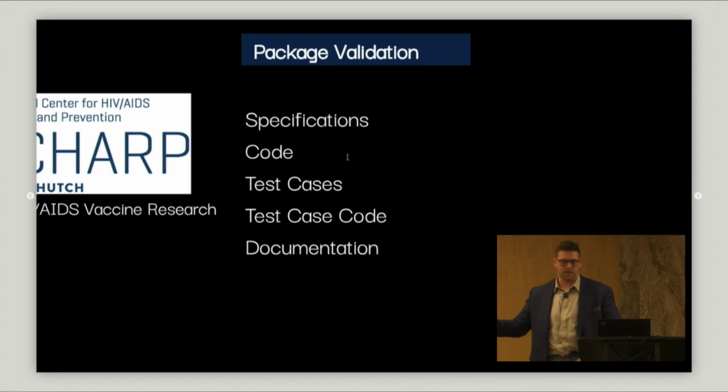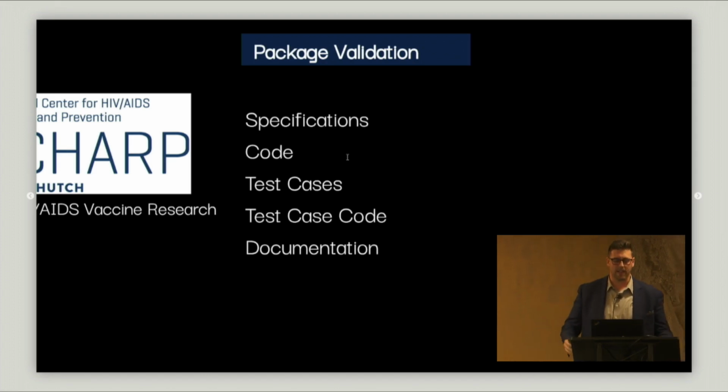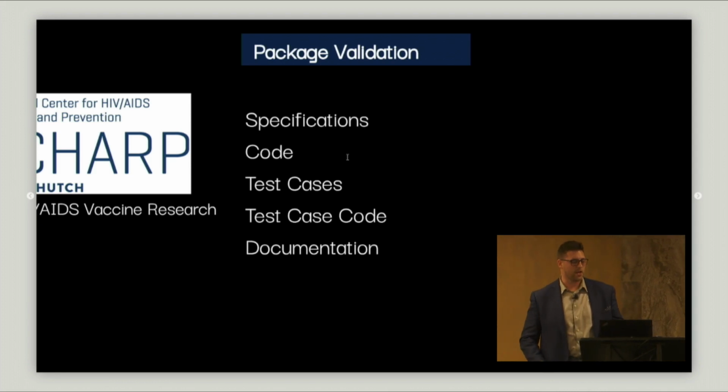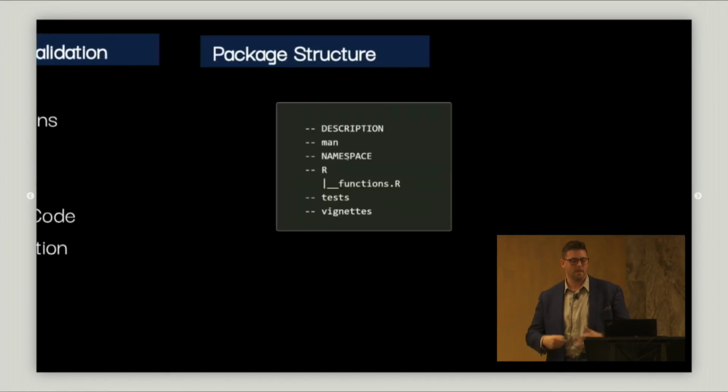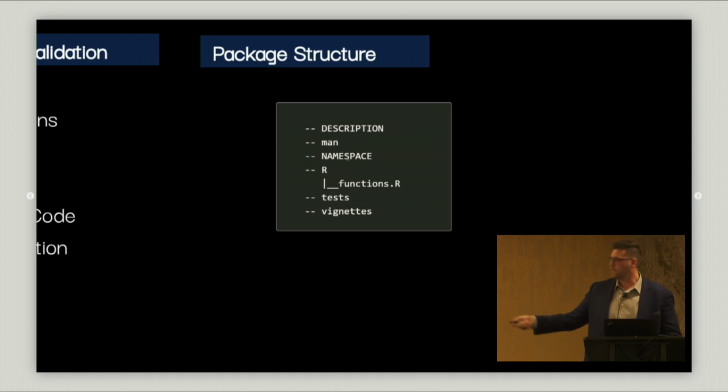So here's the 5 steps that I would say are part of validation. First, you have your specifications, then you write the code, then you write your test cases, then you write the actual test case code, and finally you document it all together. I'm also assuming that you're going to be writing a package for this validation. So here's a sample of what a generic package might look like.